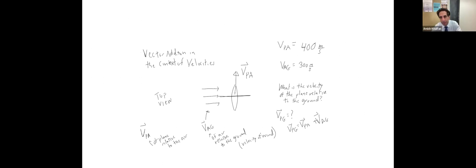So then I'm just adding vectors, right? It's just like saying I'm taking two vectors A and B, and I'm adding them to get a resultant vector. So PG, my notation here, means plane relative to the ground. Right? So now, does this expression make sense? This is how relative velocities add together. Does this make sense to you?